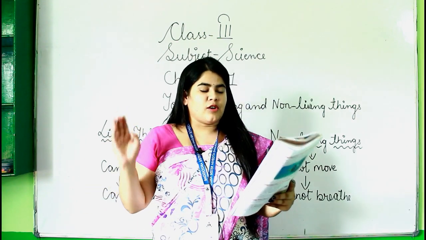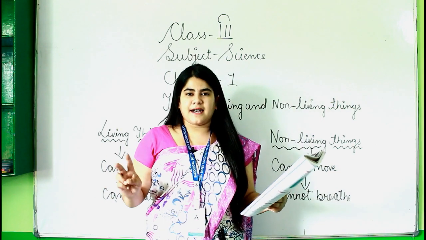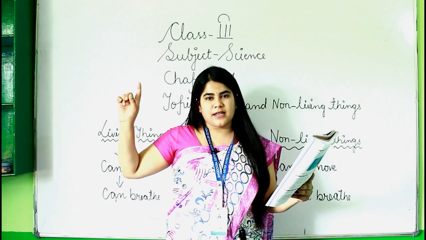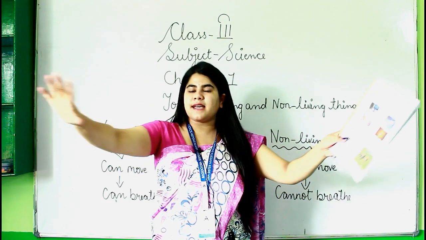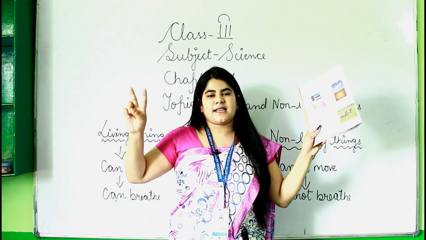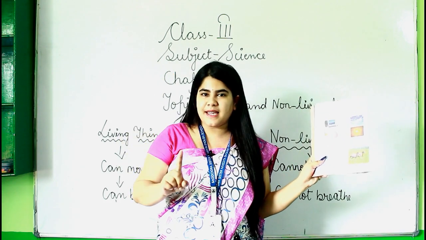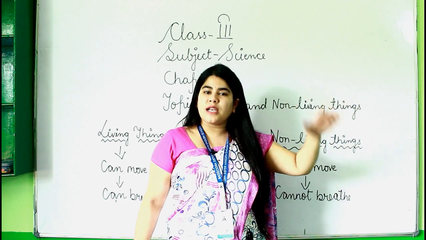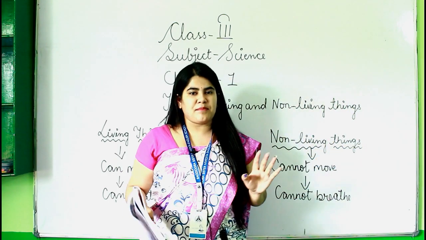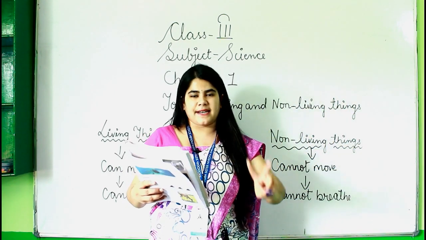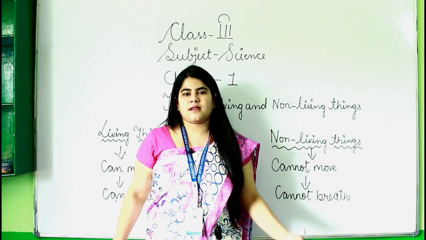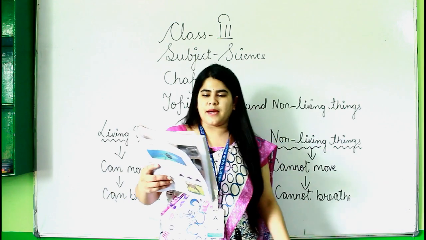Now non-living things can be categorized into two parts, okay? First of all, what we have learned is that all the things around us can be categorized into two parts, that is living things, and the second is non-living things. Now let's come to non-living things. Non-living things can be categorized into two parts, that is man-made things and natural things. Now let's see what all this is.